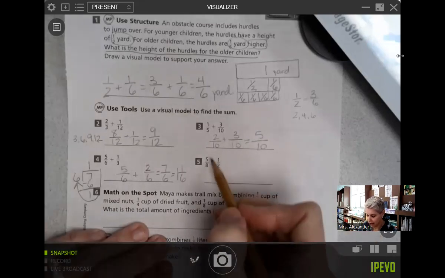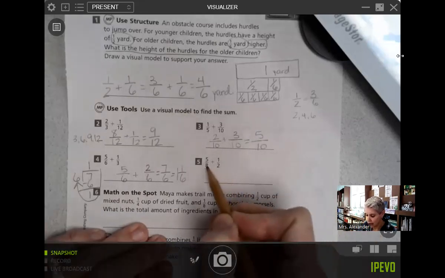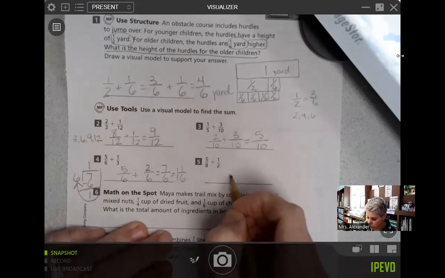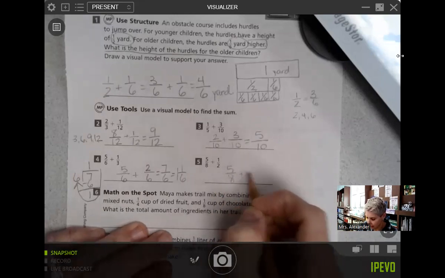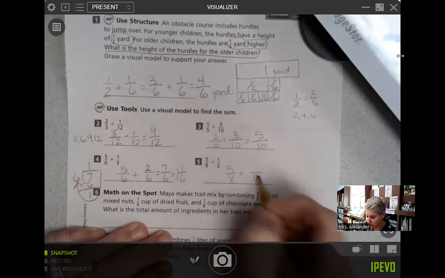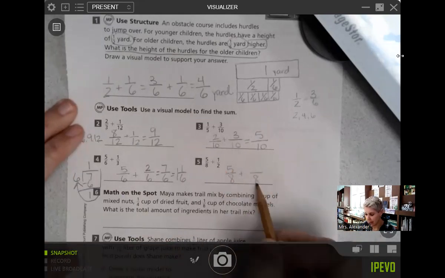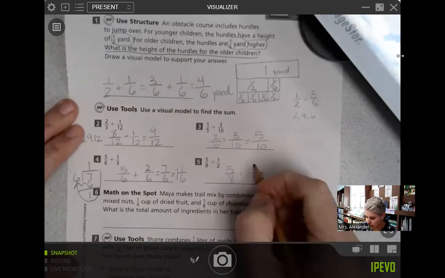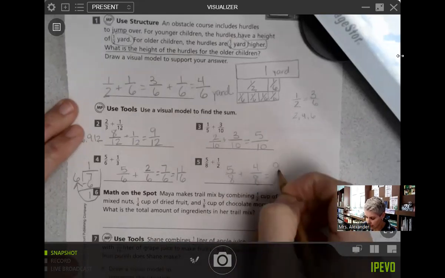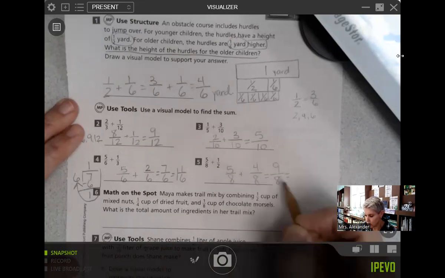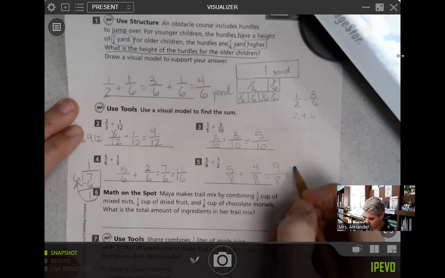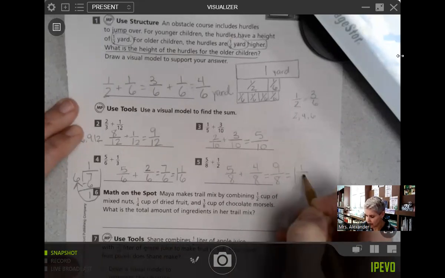And then we have 5/8 plus 1/2. 8 is a multiple of 2, so I'm going to leave this as 5/8. I'm going to make that 1/2 into 8s. How does that happen? 2 times 4 is 8. 1 times 4 is 4. That gives us 9/8. We know 8/8 is 1 whole, and then there's 1/8 left over.